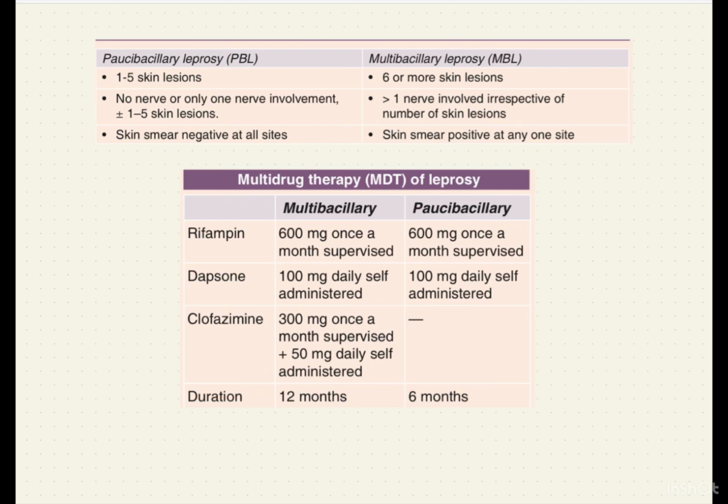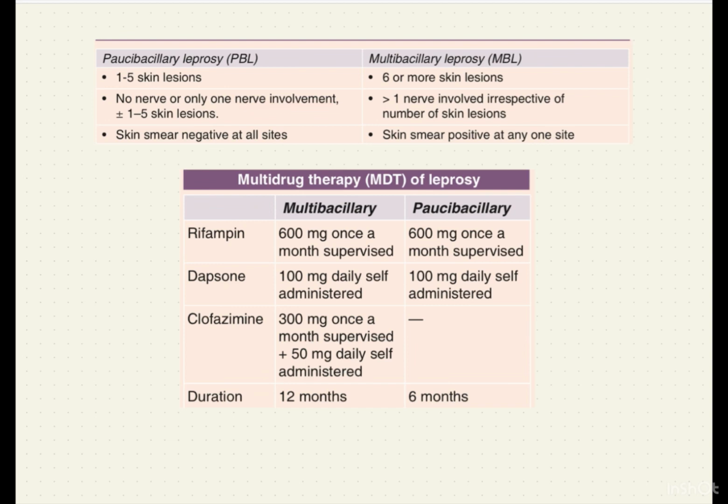Leprosy can be classified into paucibacillary leprosy and multibacillary leprosy based on three criteria. We have the number of skin lesions as one of the criteria. The second criterion is nerve involvement. The third criterion is smear. If the number of skin lesions is 1 to 5, then I call it paucibacillary leprosy. If the number of skin lesions is 6 or more, then it is classified under multibacillary leprosy.